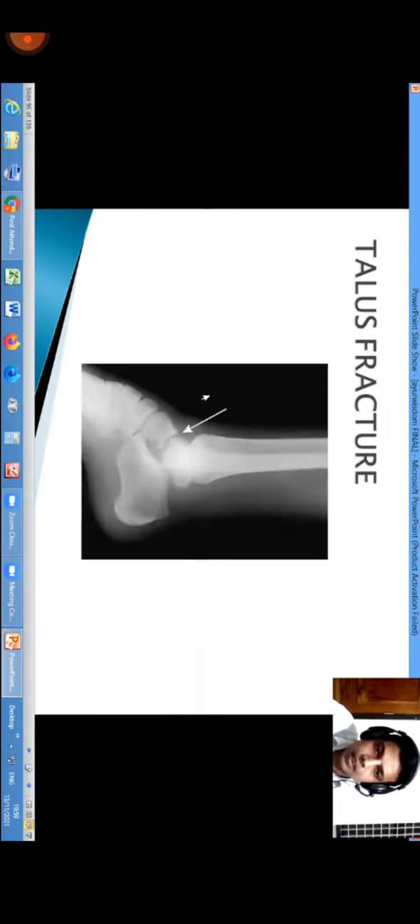Then coming to talus fracture. This is a talus fracture and there is displacement. So we should refer this case.